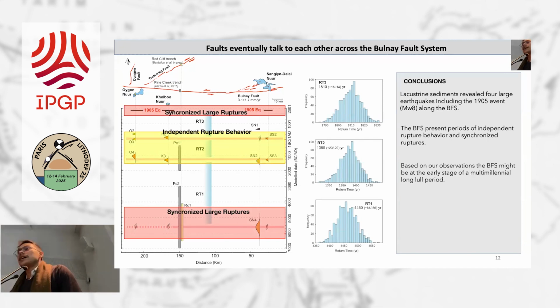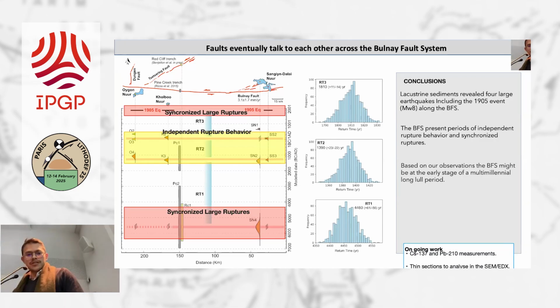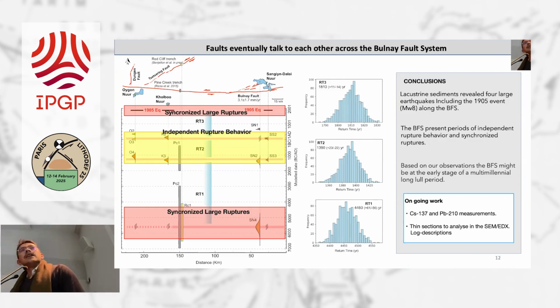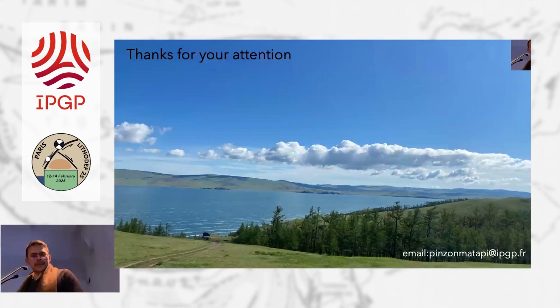And those synchronized rupture behaviors seem to be followed by long lull interseismic periods, as you can see here. So we could say that at the present day, we are likely at the early stage of a multi-millennial long lull period. So that's one of the main conclusions. And as this is ongoing work, there are still some ongoing measurements of cesium and lead to calibrate the reservoir age, and some additional cores to hunt for paleoturbidites in this particular lake. Thank you very much.